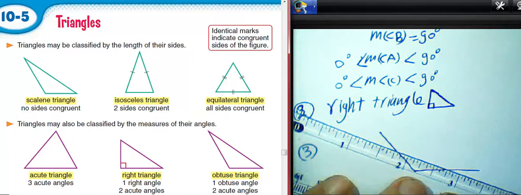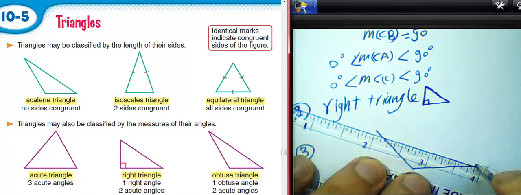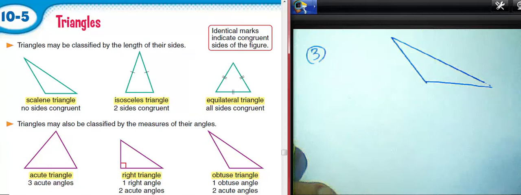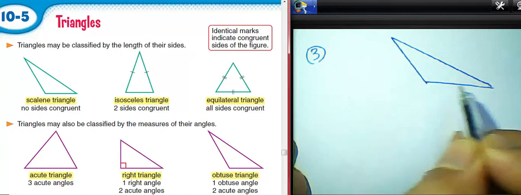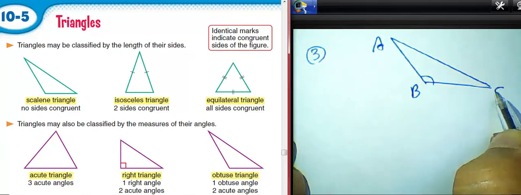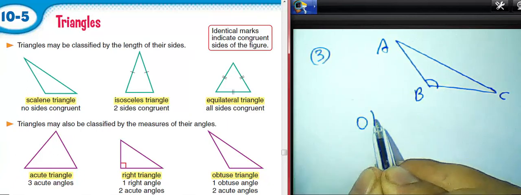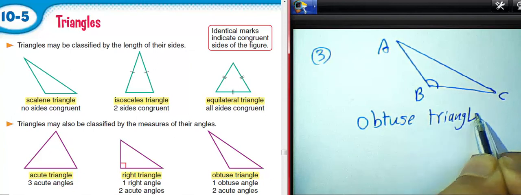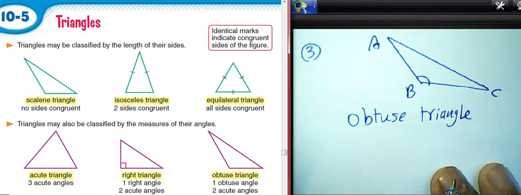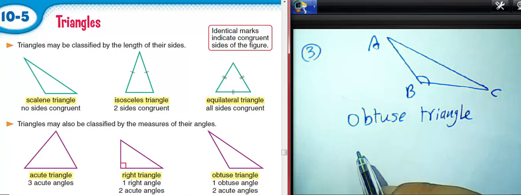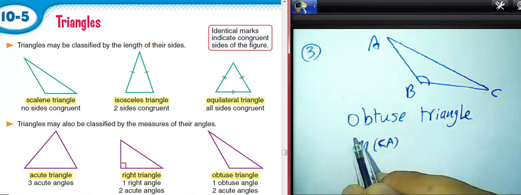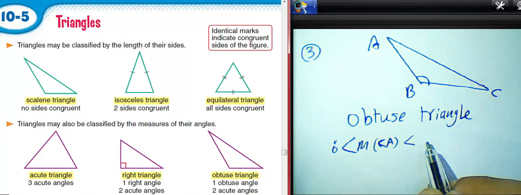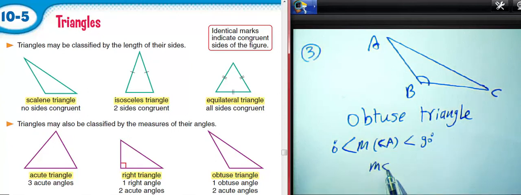What is this triangle? We call it obtuse triangle. ABC is an obtuse triangle. We have two acute angles. Measure of angle A more than 0 degrees and less than 90 degrees, and measure of angle C less than 90 degrees and more than 0 degrees.